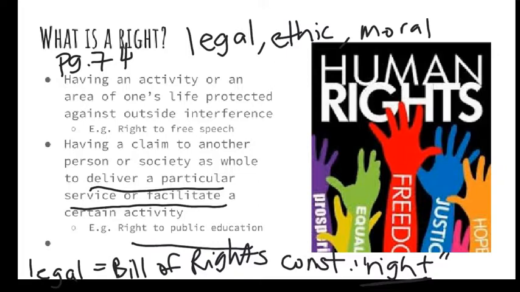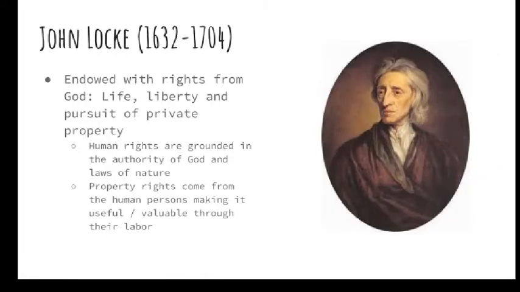So let's take a look at some different theories that talk about rights, especially where they come from. We're beginning with John Locke. He's probably familiar to all of you from your American history classes. His ideas were very fundamental to the American understanding that comes out of the Constitution. So ultimately, the ground or the source of rights, according to Locke, was God and the laws of nature.